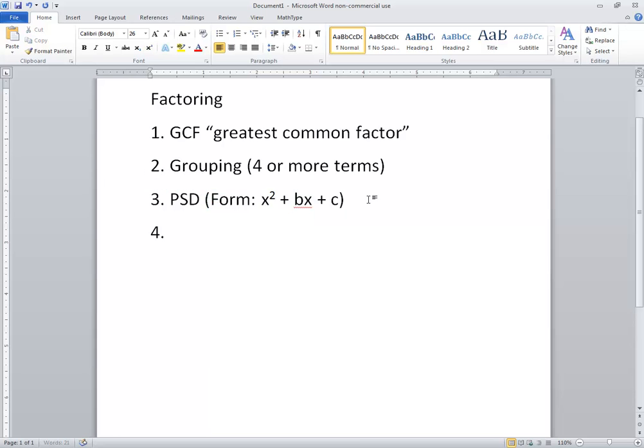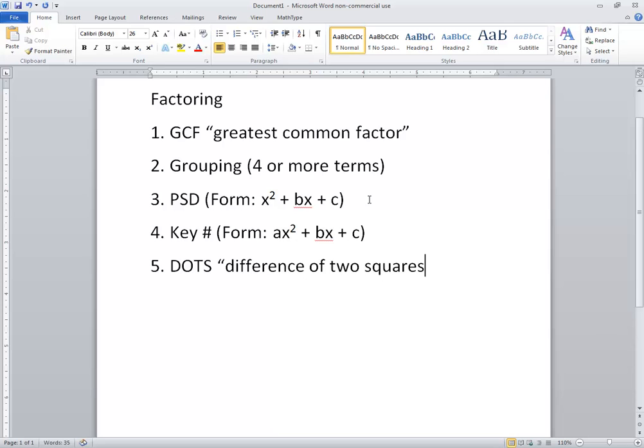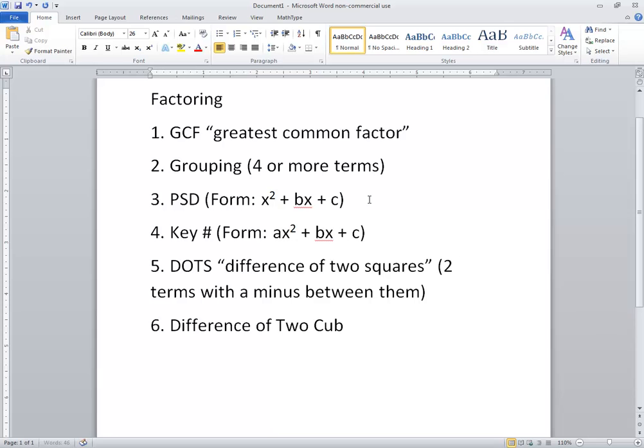Our fourth one is a key number, and that's when you have the form ax squared plus bx plus c. Our fifth one is DOTS, which is difference of two squares. And this is when you got two terms with a minus between them. Our sixth one is the difference of two cubes, and that's where you got two terms with a minus between them.